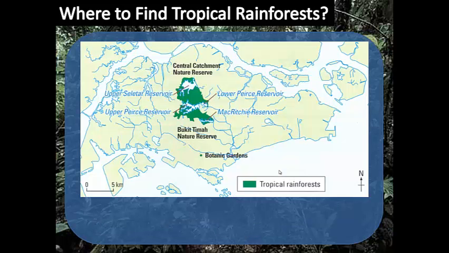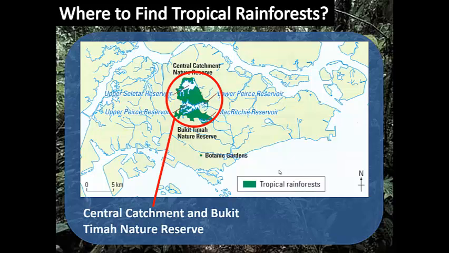Closer to home, you may be surprised that tropical rainforests can also be found in Singapore, given that much of our green spaces are man-made parks such as Bishan Park and gardens that you can find in your neighborhood. The last remaining large rainforest in Singapore can be found in the Central Catchment Reserve and the Bukit Timah Nature Reserve, located at the center of the island. A small patch of rainforest is also found in the Botanic Gardens in Singapore.